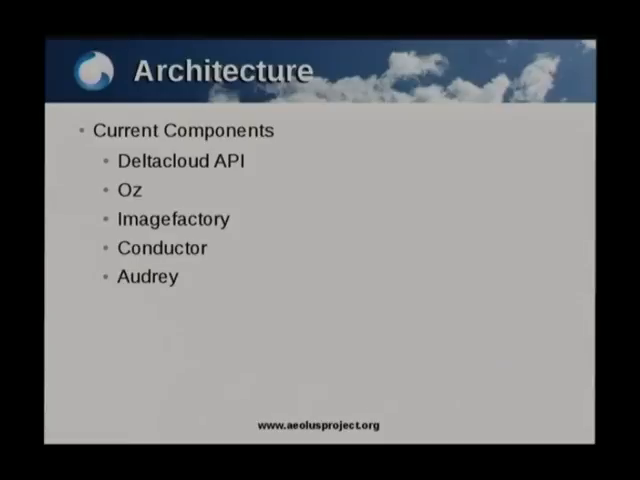So Image Factory takes the base image from Oz and splits that up into several sub-images for various cloud providers, so provider-specific images. You've got Conductor, which is a high-level front end for Aeolus, so it uses a web UI to control the cloud providers, the hardware profiles, the clusters for them, and images and instances. And then you've got Audrey, which facilitates cross-cloud configurations and provides post-boot configuration.